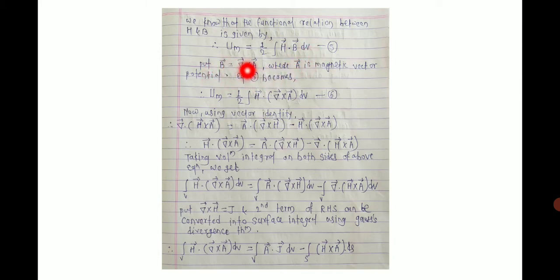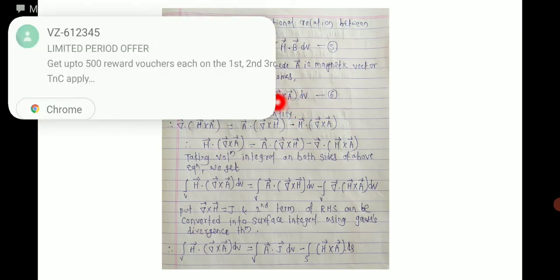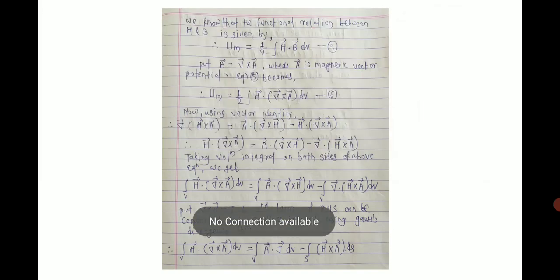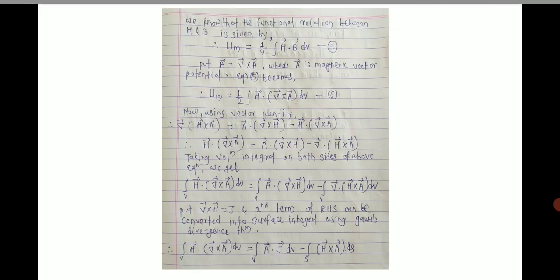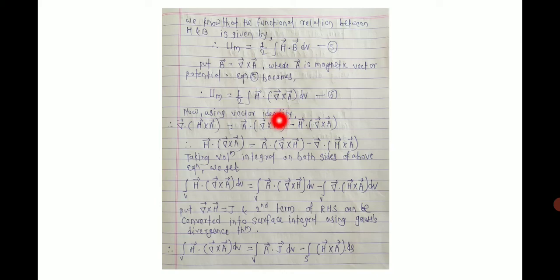But we know the relation B is equal to del cross A, where A bar is the magnetic vector potential. Putting B equal to del cross A in equation 5, equation 5 becomes Um equal to 1 by 2 integration H dot del cross A dV. Then we will obtain the expansion of that term, H dot del cross A dV.